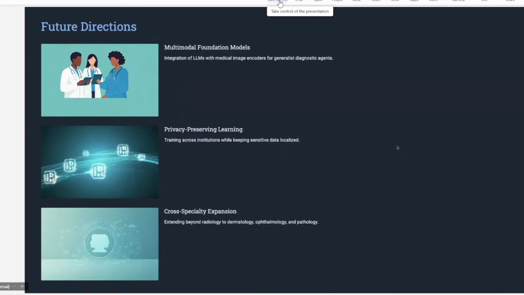Right now, we only see most of the VLMs in medical domain being trained on radiology tasks. They understand CT and X-ray quite well, even MRI, but the other modalities are not quite well established yet. So these are the 3 major future directions.